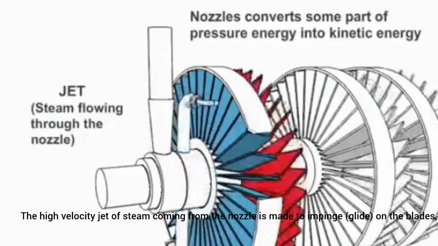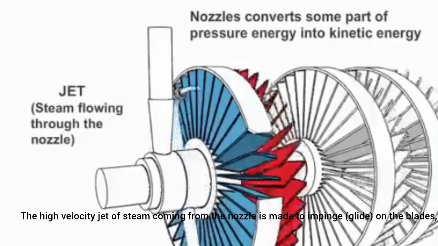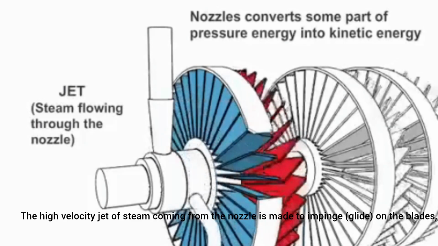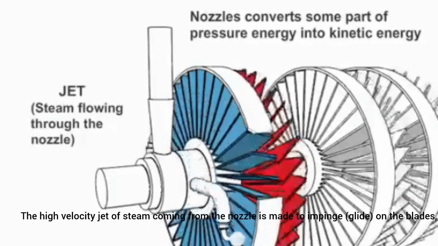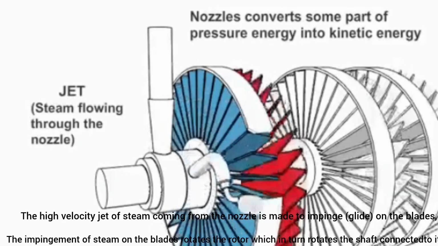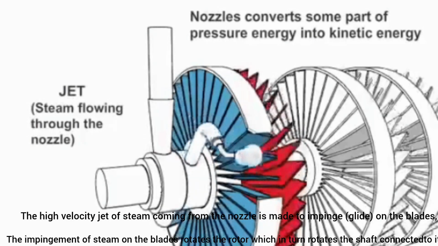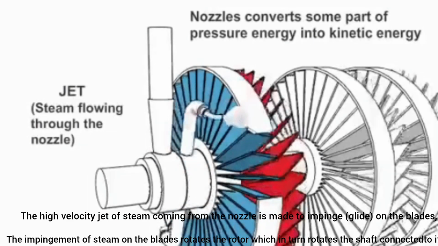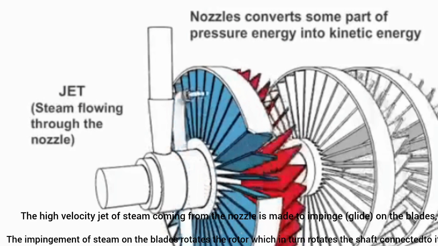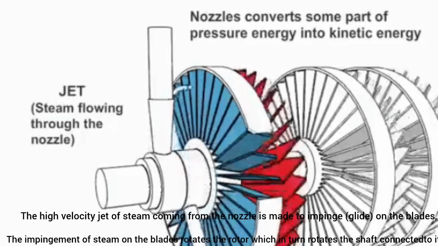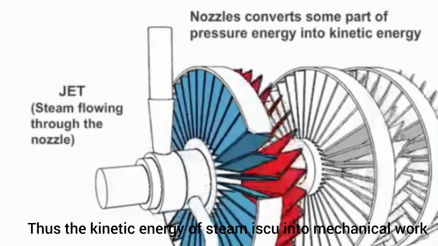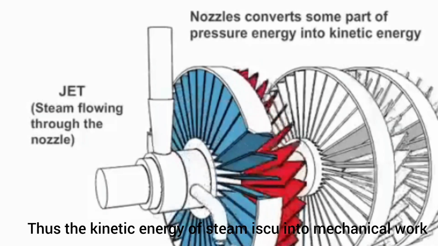The high-velocity jet of steam coming from the nozzle is made to impinge, or glide, on the blades. The impingement of steam on the blades rotates the rotor, which in turn rotates the shaft connected to it. Thus, the kinetic energy of steam is converted into mechanical work.